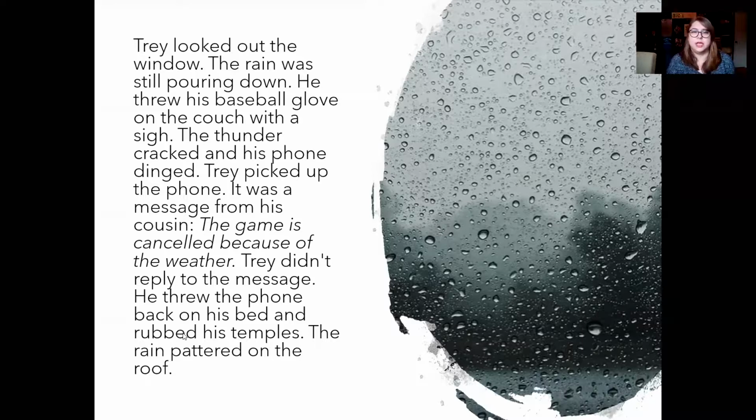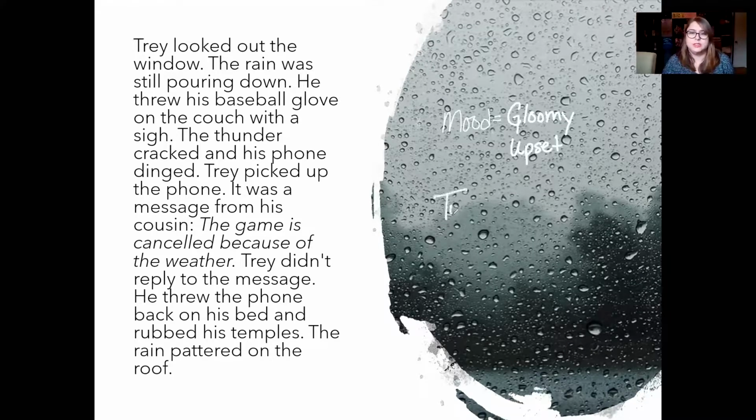Okay, so first thing we're going to look at is mood. So we want to think about how does this make me feel? What is the mood of this as I read it? To me, this is a good example of something that feels kind of gloomy because it's rainy and it's kind of yucky out. I feel kind of sad for Trey because he seems really upset by it. So I think I'm just going to use that word upset to describe my mood. I feel kind of gloomy and upset when I read this.